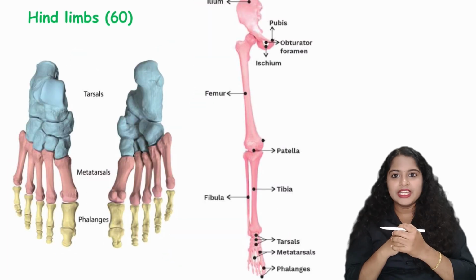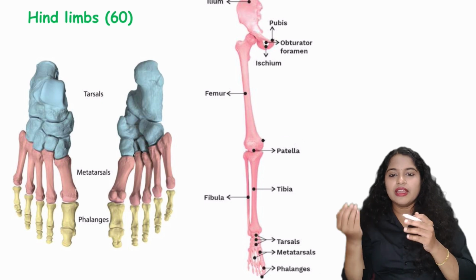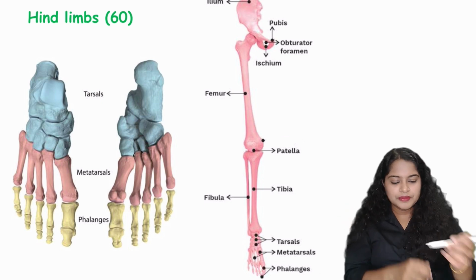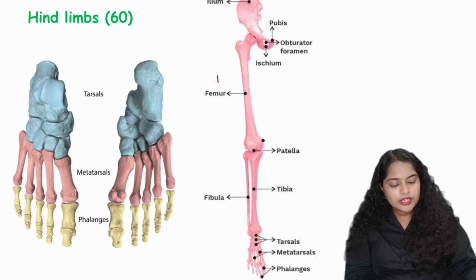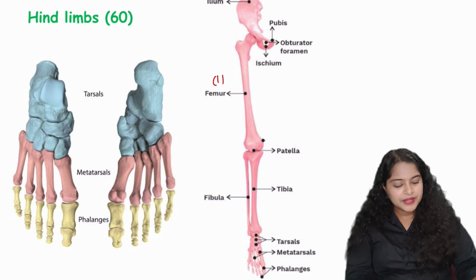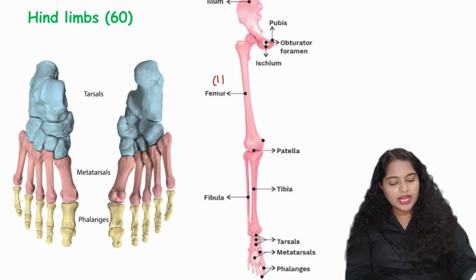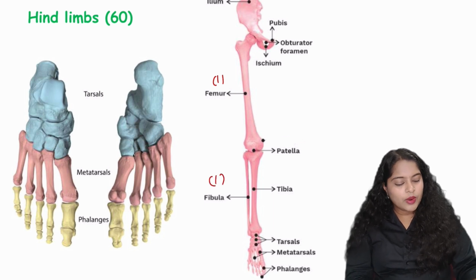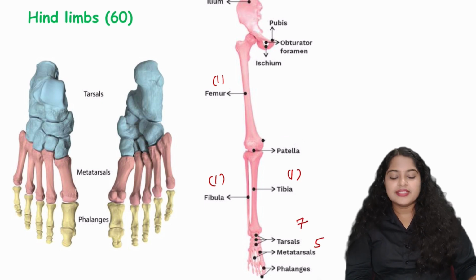Now coming to the hind limbs, we have 60 bones in the hind limbs. And each leg, that is your left and right, has 30 each. So you can see which all are they. You have 1 femur present, that is the thigh bone. Then we have the fibula. Then we have 1 tibia. Then 7 tarsals, 5 metatarsals and 14 phalanges are present.